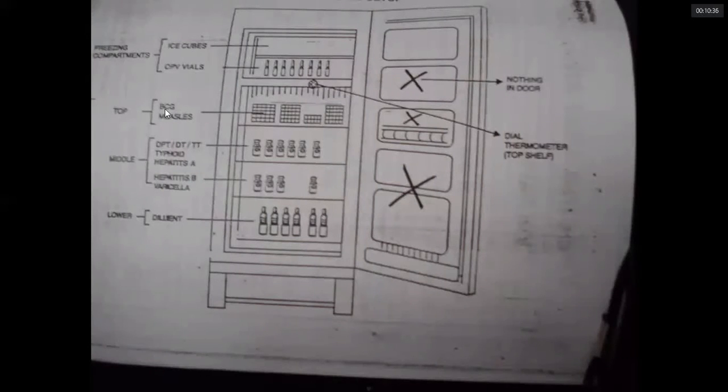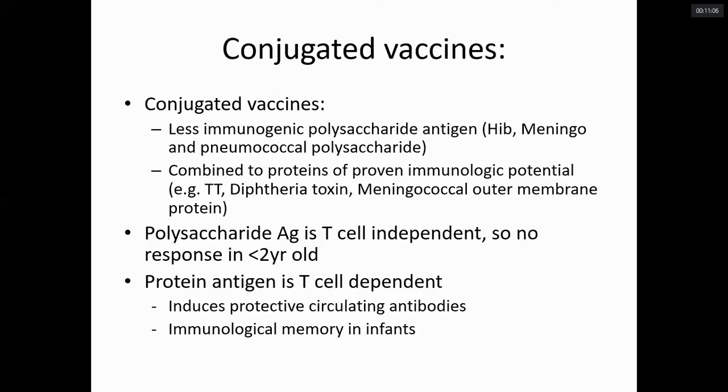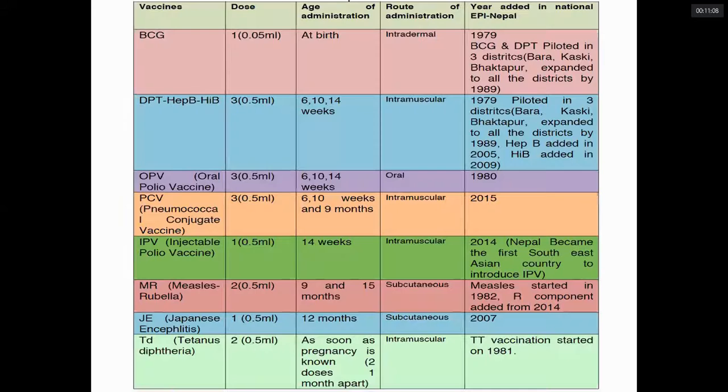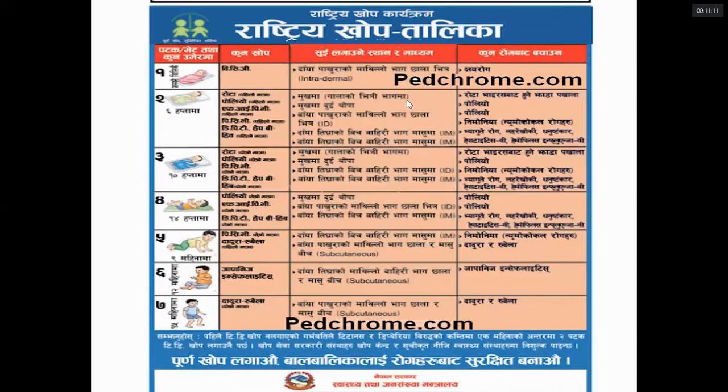And in the top compartment, we keep BCG, measles. In the middle, DPT, DT, TT, typhoid, hepatitis A, hepatitis B, varicella, and diluents are kept in the lower compartment. In the freezing compartment, we keep OPV vials, and the rest we keep in the middle compartment. This is how the vaccines are stored. So this is very important.